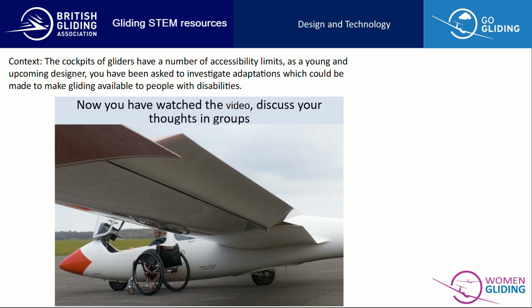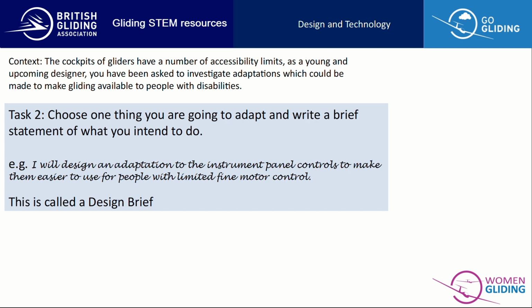Okay, so you've seen the video, you've made some notes, so get together in your groups and discuss your thoughts about what needs to be fixed and start to think about how you might do it. What you're going to do after that is to pick one thing to adapt and write a brief statement of what you intend to do. It's called a design brief, and there's an example there.